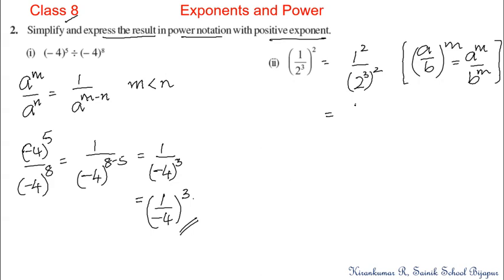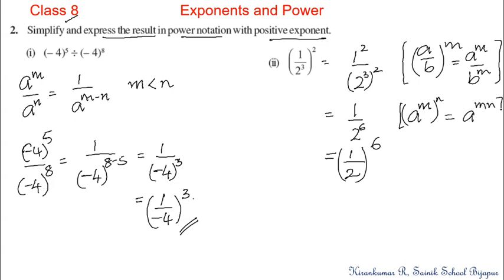Further, this is 1 upon, this will be 2 raised to the power 6. I can write the same thing as 1 by 2 whole to the power 6. Here we have made use of a raised to the power m to the power n, which is a raised to the power mn. This is one of the laws of exponent. Here we have used 2 laws of exponents.